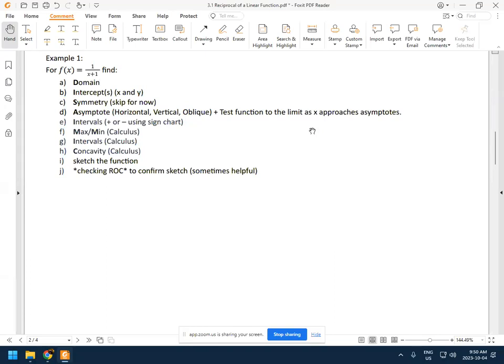This A, without the M, okay? We are going to take a look at this relatively easy reciprocal function. We will talk about the domain based on what we've learned. Talk about the x-intercepts and y-intercepts by calculating them. Talk about the symmetry, we'll skip for now. Talk about the asymptotes that are available, and then talk about the intervals of plus minus to confirm we're drawing it right.